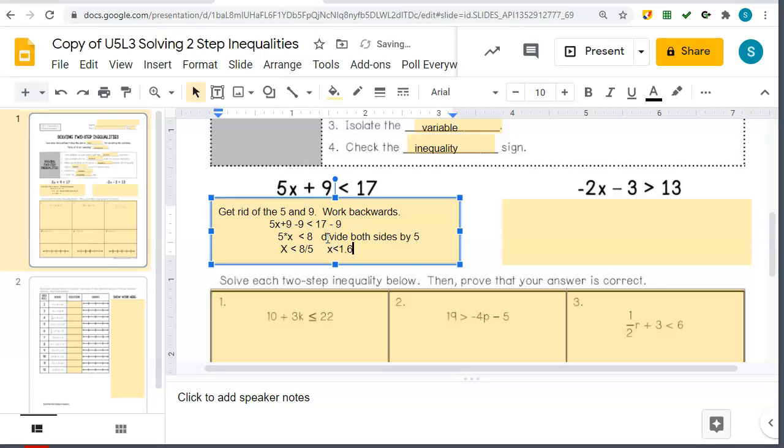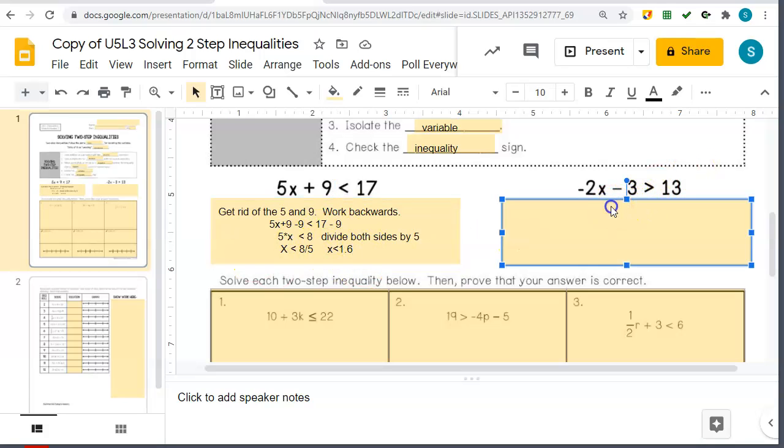Both of those are acceptable answers. One is in fraction form, the other is in decimal form. And depending on the problem, one might be more appropriate than another. Let's look at this one. We need to get rid of the negative 2 and the minus 3. We want to work backwards.